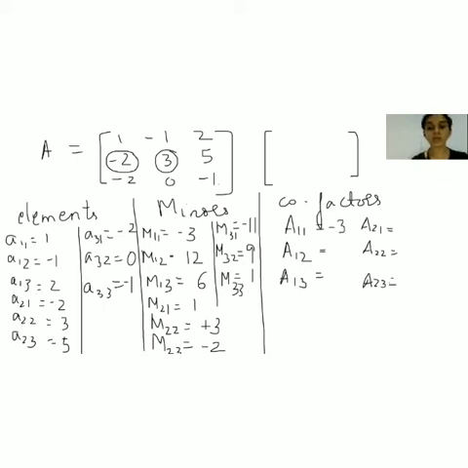A12, addition is an odd number. So sign will change. So if M12 is positive, it will become negative, -12. Okay, A13. Again, it is an even number, addition. So that means sign will not change. Okay, it will remain 6 only.